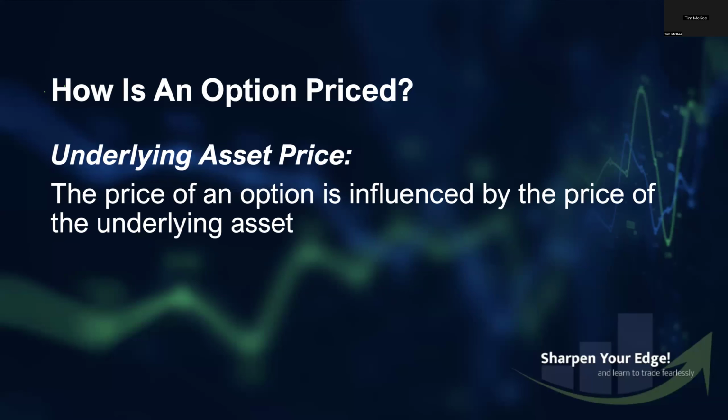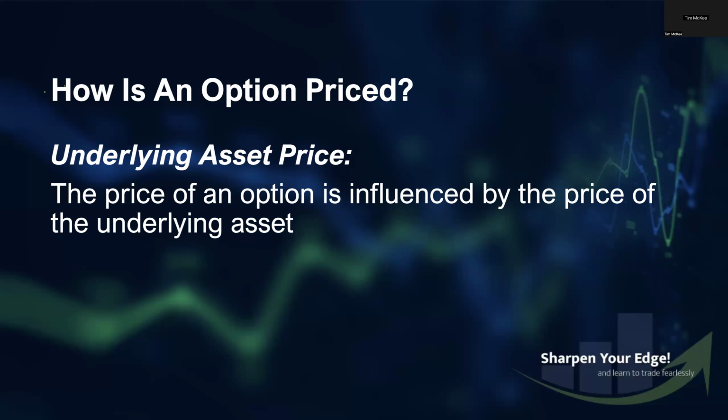So how is an option priced? Well, the price of an option is influenced by the price of the underlying asset. So when the price of the underlying asset goes up, the value of the call option, or the right to buy, generally increases, because there's a greater likelihood of making a profit if you can buy the asset at a lower price than its market value.